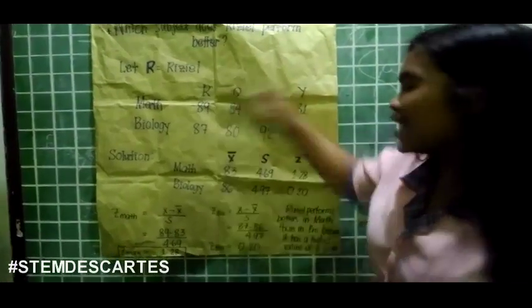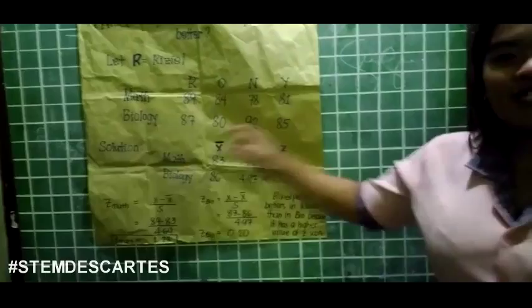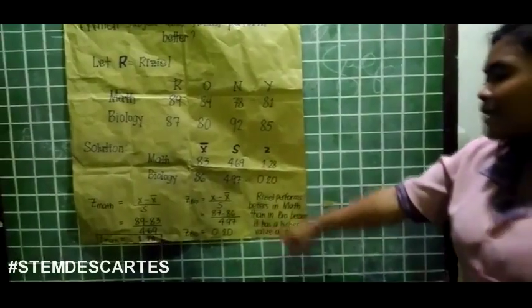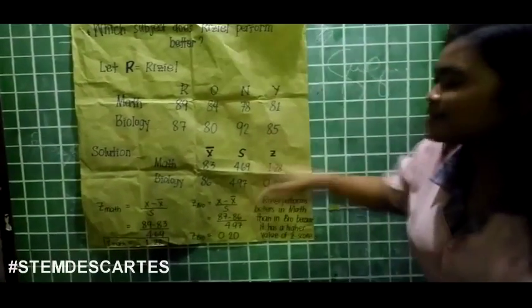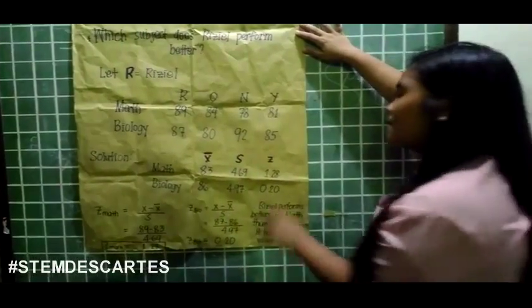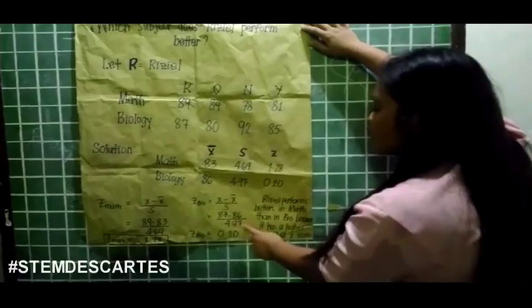Here, the grade of Rizal minus 83 over 4.69. So the z-score in math is 1.28. Then the z-score in biology. So this is x minus x bar over s. So x is 87, then minus 86 over the standard deviation 4.97.